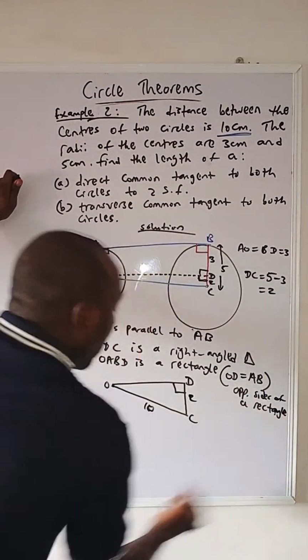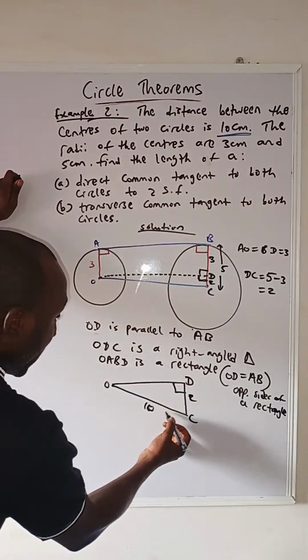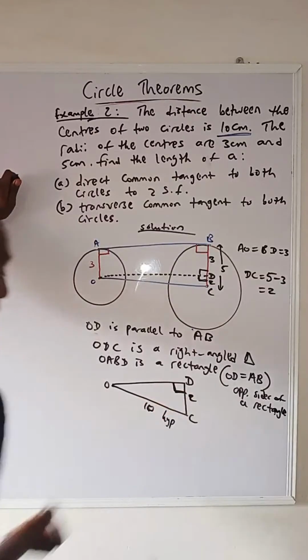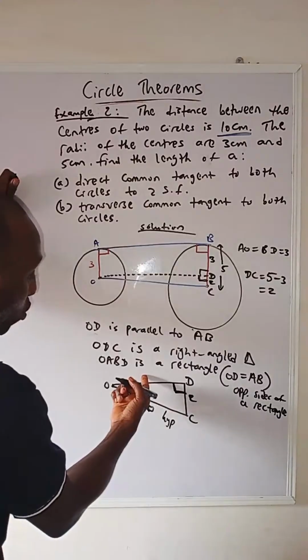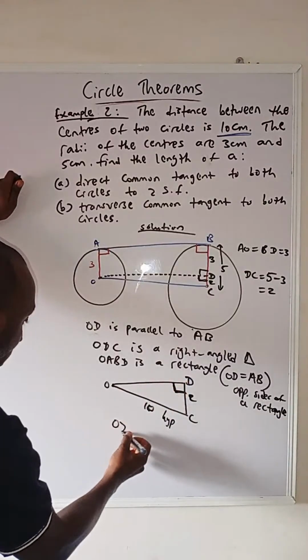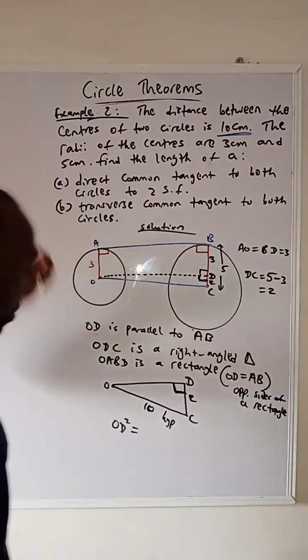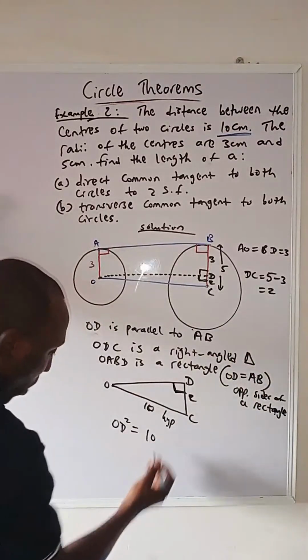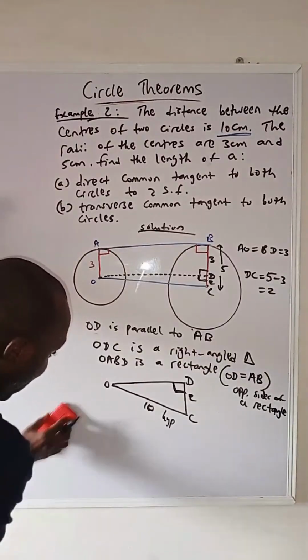So this is a rectangle, right? This is a rectangle. Now, this is 2. This is the hypotenuse, the longest side of the right angle triangle, facing the right angle. What about OD now? To get OD, I'm going to say that OD squared will be equal to the square of the longest side minus the other side. That would be 10 squared.